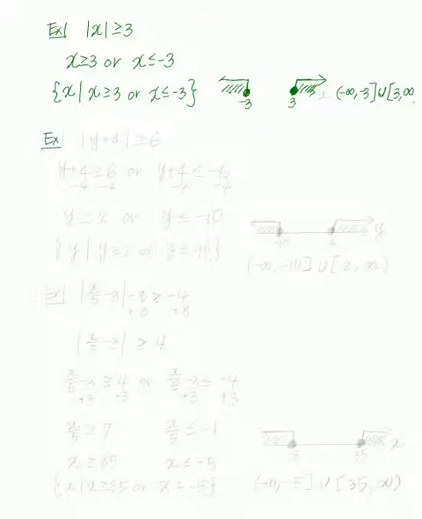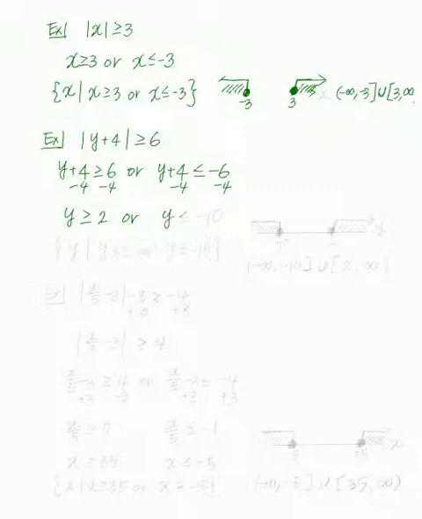Let's try 2 more examples. Next example, absolute value, y plus 4 is bigger than or equal to 6. Now in this case, again, we're going to have y plus 4 is bigger than or equal to 6, or y plus 4 is less than or equal to negative 6. Now I have 2 inequalities that I'm going to have to solve. I'm going to subtract 4, giving me y is bigger than or equal to 2, or, subtracting 4 again, y is less than or equal to negative 10.